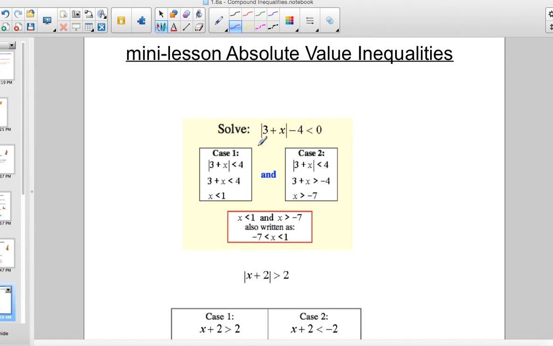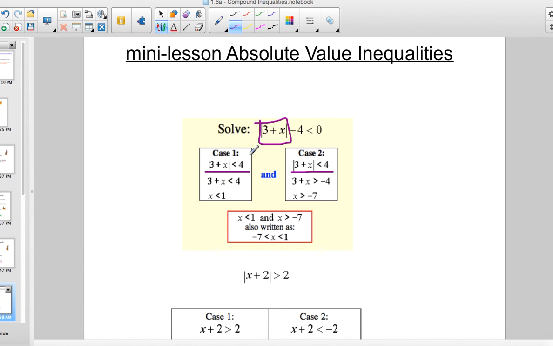So anytime you're going to do these, your first step is to get whatever's inside the bars, and the bars, by themselves. So you can see they're going to add 4 to both sides, so they get the absolute value of 3 plus x is less than 4. Same on both sides, right? So the first case is you simply just ignore the bars and you solve it, right? So 3 plus x is less than 4, subtract 3, get x is less than 1.